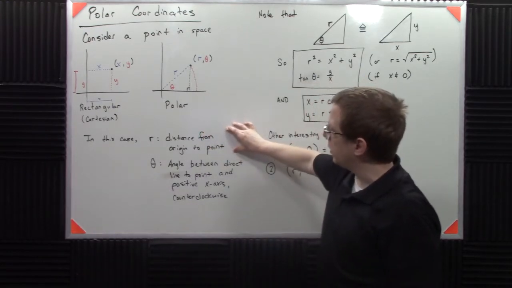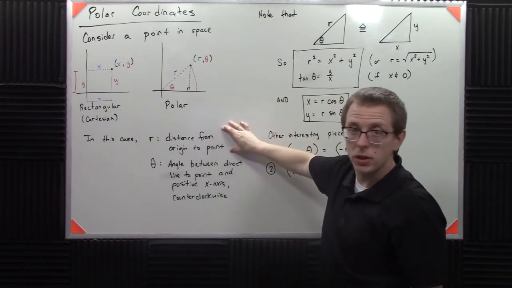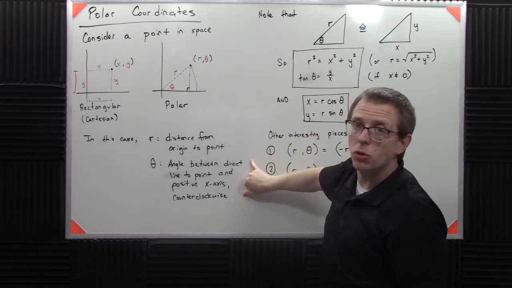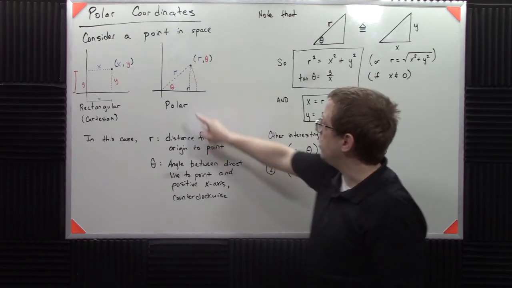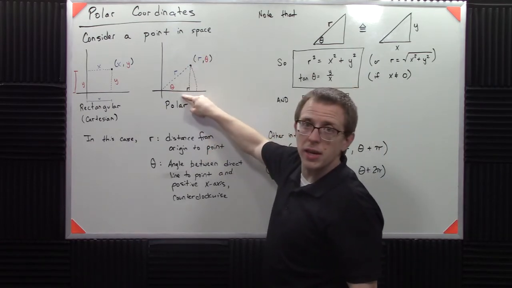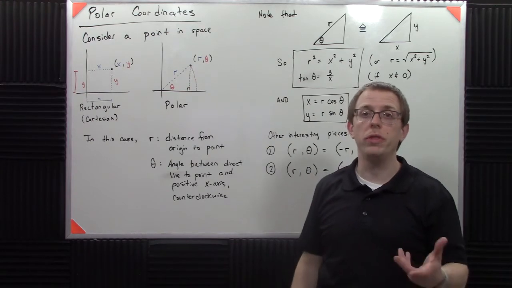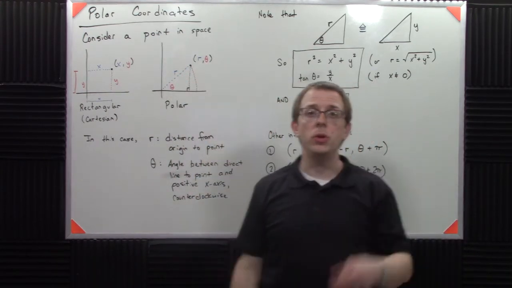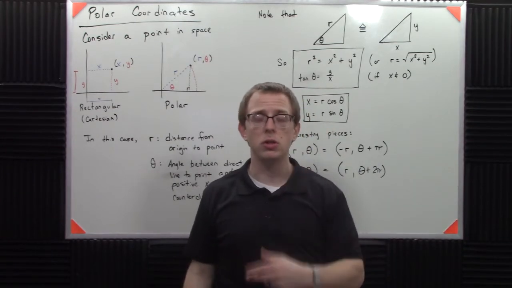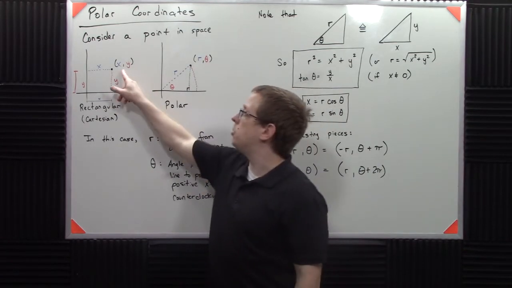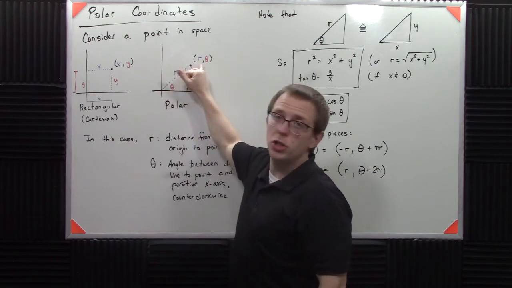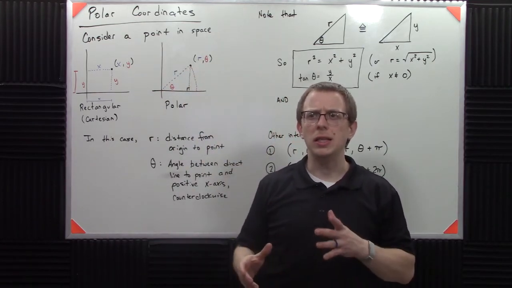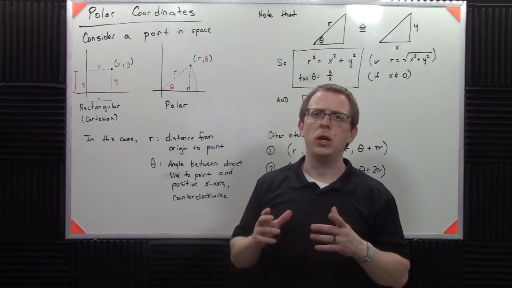So again, in this case, we say this r is the distance from the origin to the point. And then if you take a direct line to that point, and you take the angle it makes with the positive x-axis, that gives you what theta is. So instead of x, y, we have r, theta. Notice in this case, we still have 2 dimensions. Instead of an x dimension and a y dimension, we have an r dimension and a theta dimension. And those are not the same in the way you think they are.